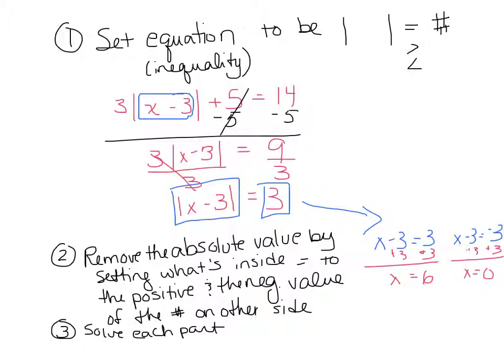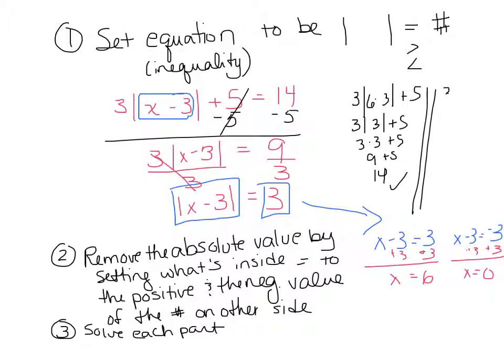So check. If I go back up to the beginning part, does 3 times the absolute value of 6 minus 3 plus 5 equal 14? Well, it's 3 times the absolute value of 3 plus 5, so 3 times 3 is 9. 9 plus 5 is equal to 14, so that checks. On the second part, 3 times the absolute value of 0 minus 3 plus 5. 3 times the absolute value of negative 3. Absolute value of negative 3 becomes positive 3. 3 times 3 plus 5, 9 plus 5 is equal to 14. So that will check as well.